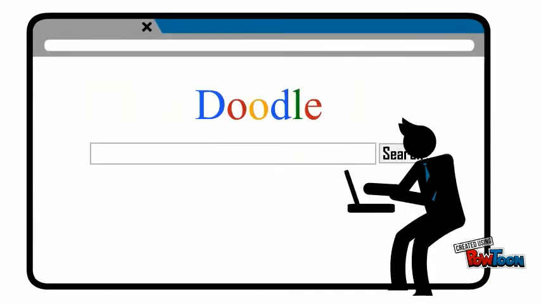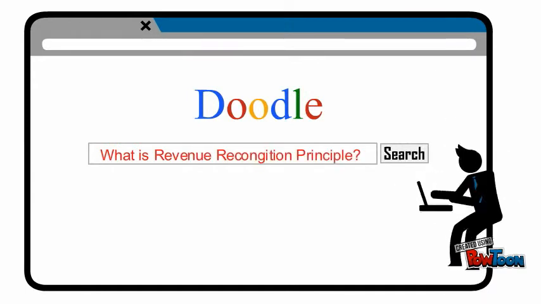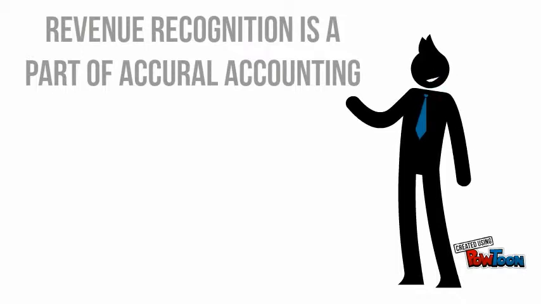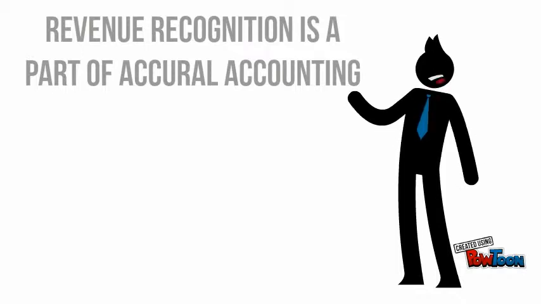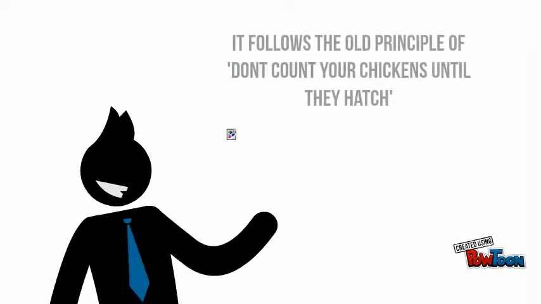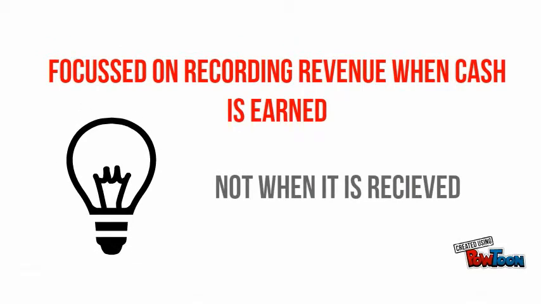So the big question is, what is the revenue recognition principle? The revenue recognition principle comes under accrual accounting. It is the accounting period in which revenues and expenses are recognized. It follows the old principle of don't count your chickens until they hatch. It is focused on recording revenue when it is earned, not when it is just received.